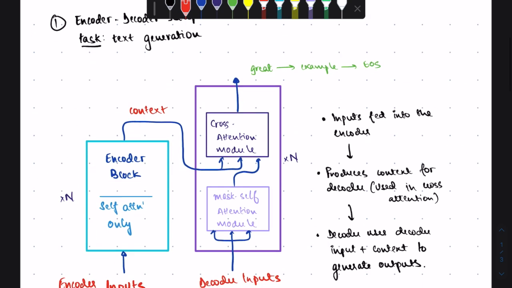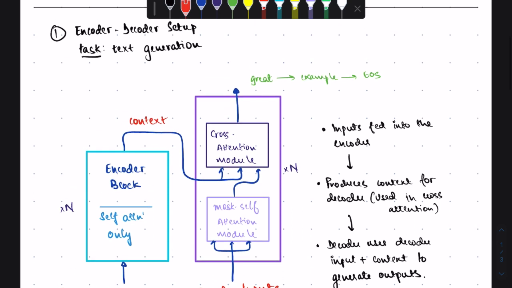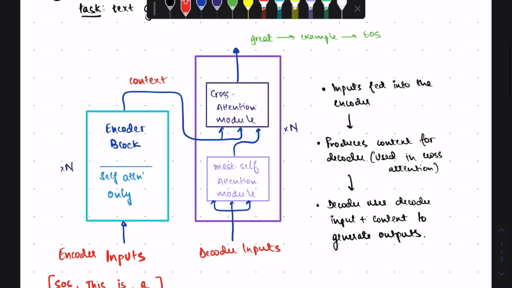I've simplified the diagram here so that we only look at things which are important. And the sample task we look at is text generation. The way it would be trained, or the way it works, is that you have some amount of context which tells you what you're supposed to generate. And these context or input tokens are fed into the encoder block. This encoder block then generates a context vector, which is then attended to by the decoder, right? So there is a cross-attention module in place.